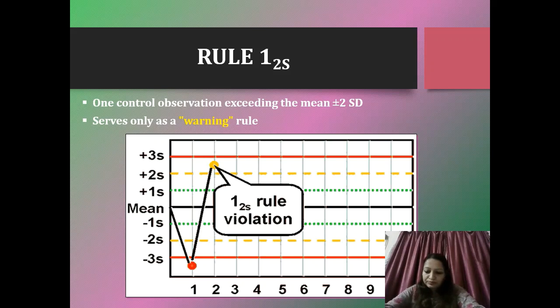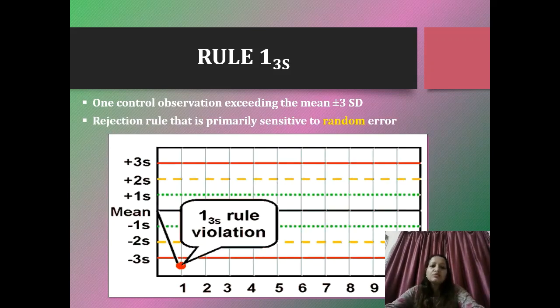The second one is rule 1-3S. Here, one control observation exceeds the mean plus 3SD or the mean minus 3SD. This is a random error, but it requires us to take some corrective action, that may be recalibration, or we may need to reconstitute our control materials and give a rerun. In short, some corrective action has to be taken, and this is considered to be a non-conformity so far as the quality control run is concerned and needs to be recorded also.